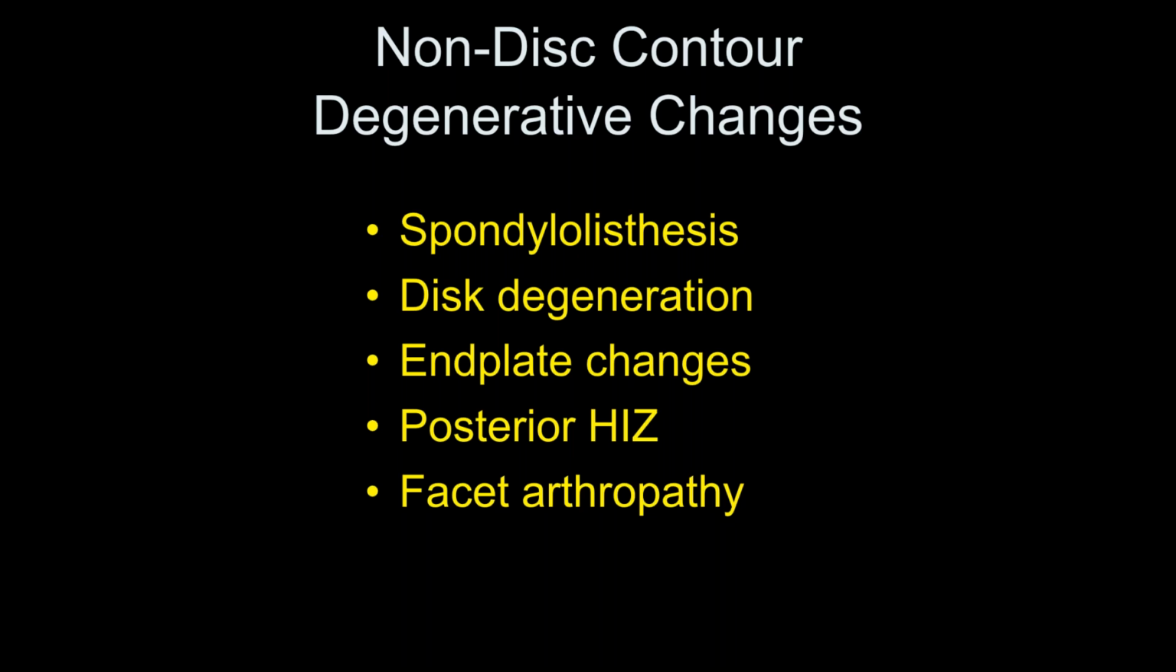So now we'd like to talk about some of the degenerative changes in the spine which can produce back pain, which are not contour abnormalities of the discs. So that includes spondylolisthesis, overall degenerative changes and desiccation of the disc, changes in the end plates of the vertebral bodies, the HIZ, we'll talk a little bit more about high intensity zones, but we've already covered that, and facet arthropathy.